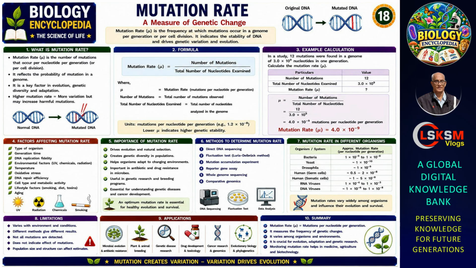Eighteen. Mutation rate. Mutation rate measures the frequency at which new genetic changes arise in a population or during replication. Mutations provide genetic variation and can influence evolution, disease, and adaptation.